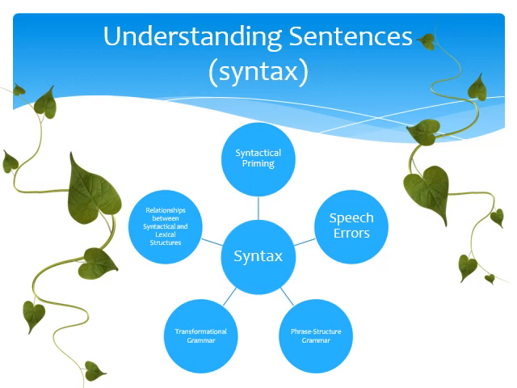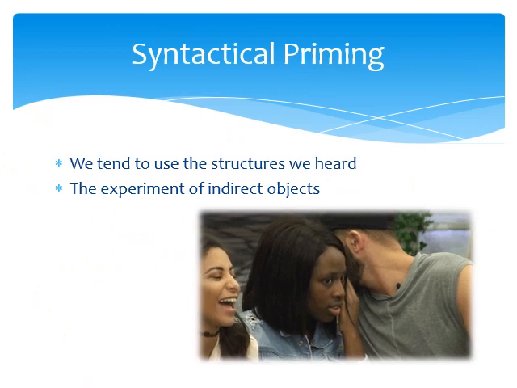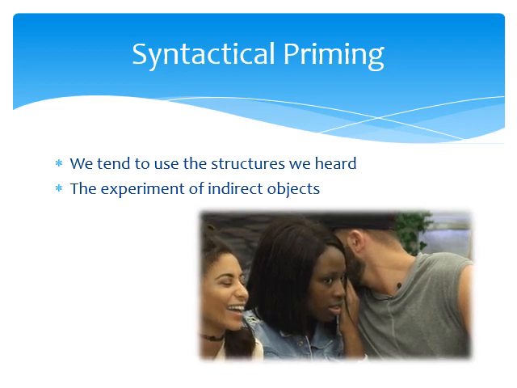Okay. So, understanding syntax, these are its parts: syntactical priming, speech errors, phrase structure grammar, transformational grammar, and relationships between syntactical and lexical structure. First, let's look at syntactical priming. Under this, we tend to use the structures we heard. So if it's something we learned or something we hear, this is also what we use.